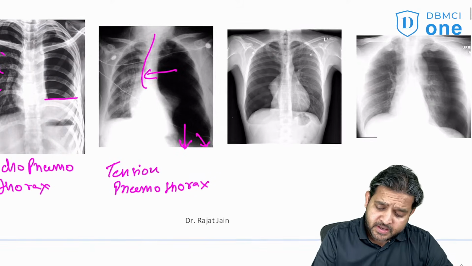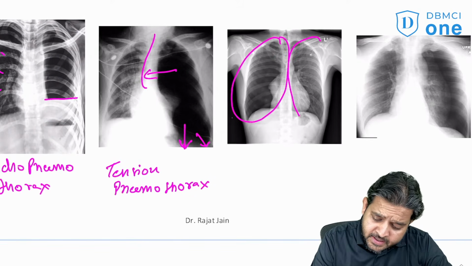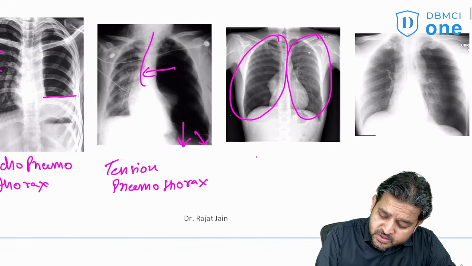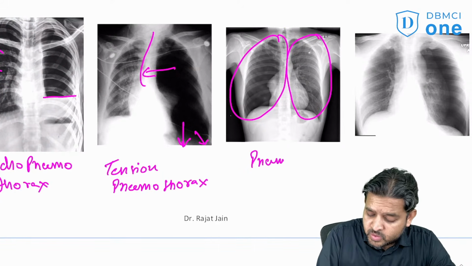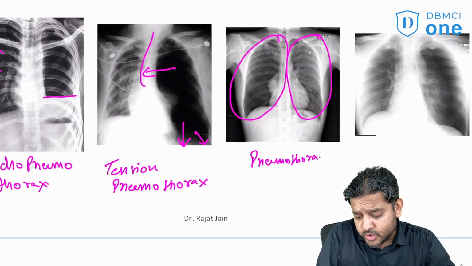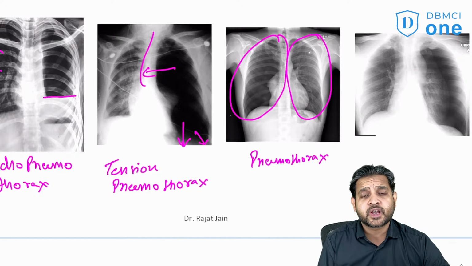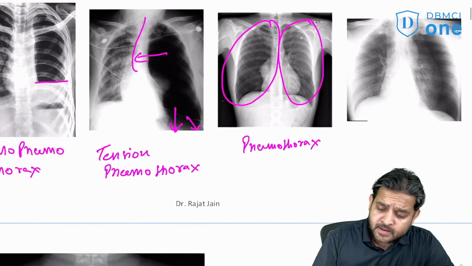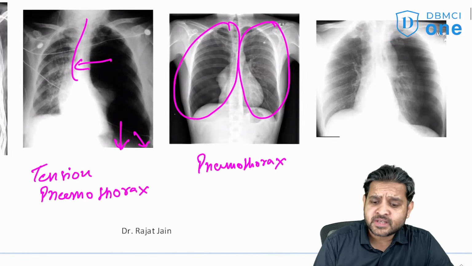Now what do we see here? Air is here, air is here. One does not have a vascular marking. There is no tracheal shift. So this is simple pneumothorax, right? Now, in order to differentiate pneumothorax from tension pneumothorax, don't forget a clinical history will always be given, right? Now, if not given, then mark it as a pneumothorax, right?